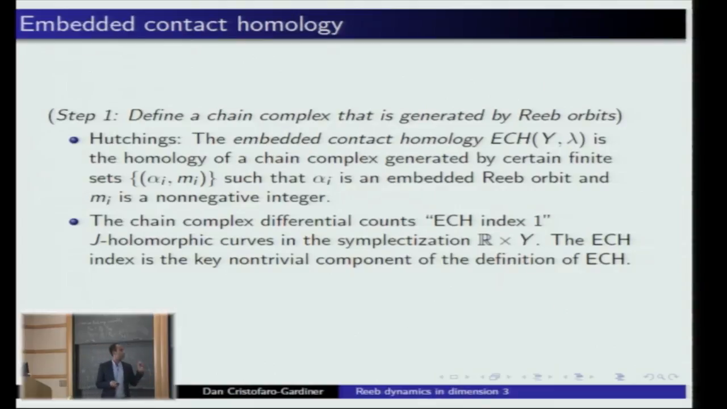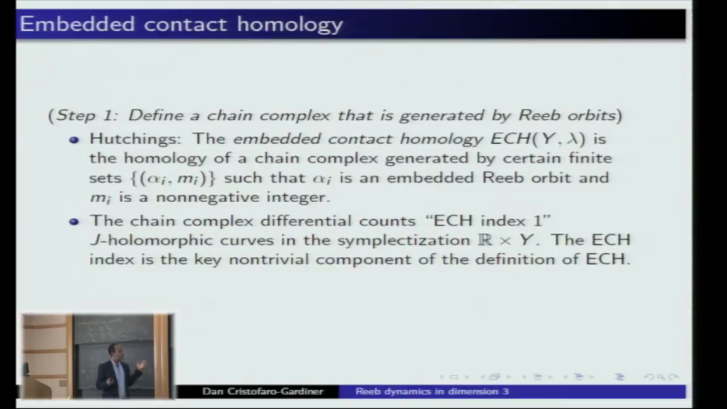But the characteristic thing about embedded contact homology is this ECH index. Many people have studied many ways of counting J-holomorphic curves, but in ECH, the idea is that you want to count ECH index 1 curves. The ECH index is a topological quantity that really uses the fact that R cross Y is a 4-manifold and involves a certain intersection form type thing, and it only depends on the topology of the curve and not on any of its analytic properties. And it's the key non-trivial component of the definition of ECH.